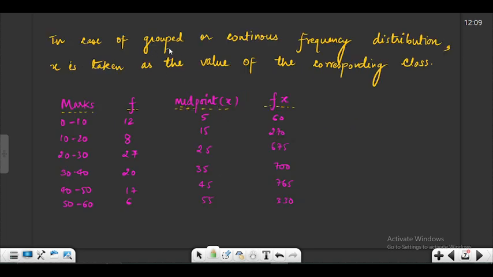Now, in case of grouped or continuous frequency distribution, if you have a distribution of this sort, how will you use the formula fi xi that we have just seen? In this case, you will take the midpoint of this class interval. Since it's between 0 to 10, the midpoint will be 5. So, these are the midpoints. Then you will multiply these two terms, your f, which is the frequency, into x, that is the midpoint, and that is how you will solve it here. Okay, I hope this is clear.